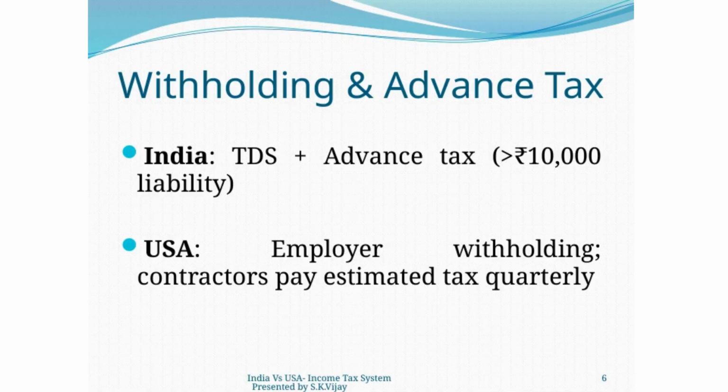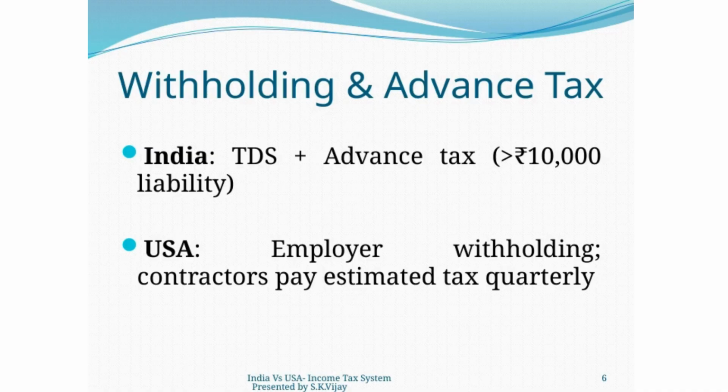Now, let's look at how withholding and advance tax work in India and the USA. In India, the system primarily relies on tax deducted at source, or TDS, which is deducted directly from salaries, interest, and other payments. Additionally, for those with a tax liability exceeding 10,000 rupees, advance tax payments are mandatory. This means taxpayers need to estimate their income and pay taxes in installments throughout the year.